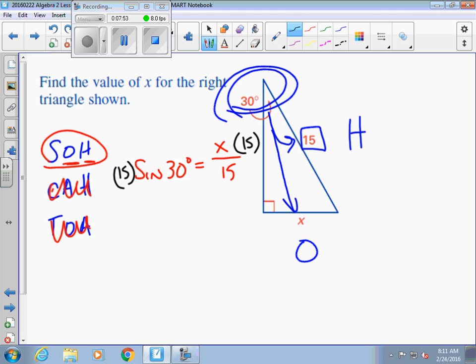So punch it in just like that. 15 sine 30. And you'll get, it's an exact value. X then is equal to 7.5.